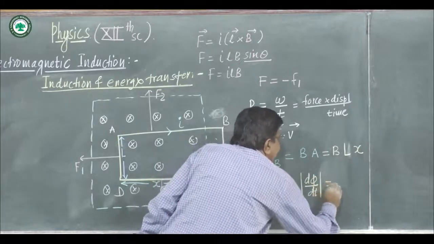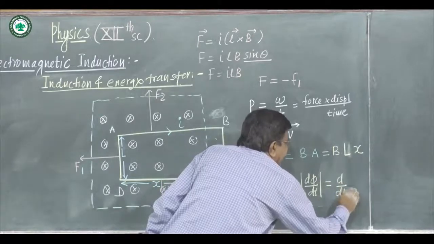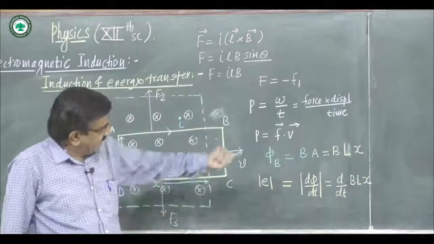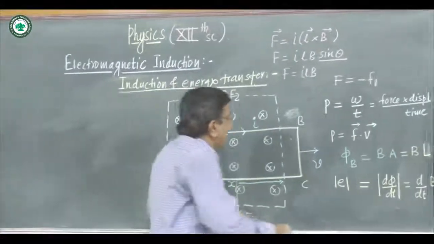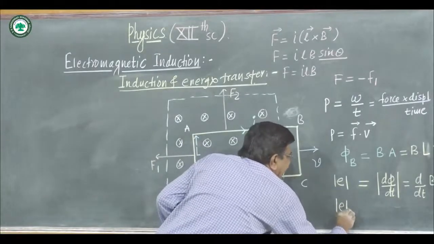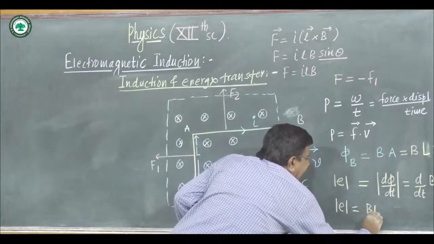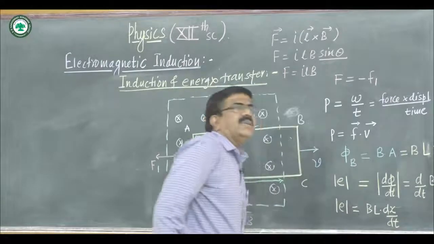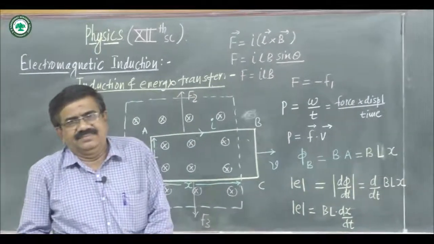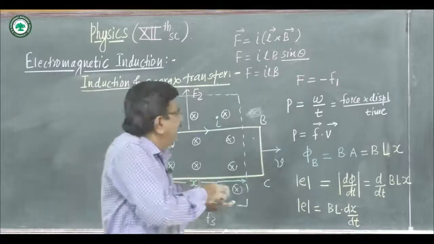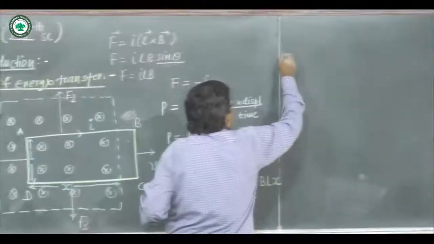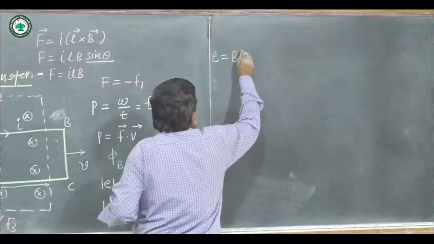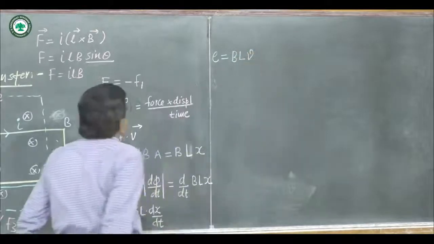Or it is d upon dt of Blx. B and L are constant, hence we write this E as Bl into dx upon dt. But we know dx upon dt is the velocity. Hence, this EMF is BLV.